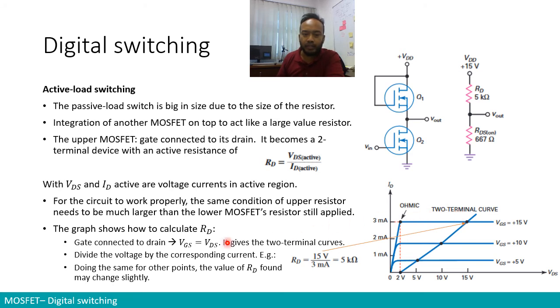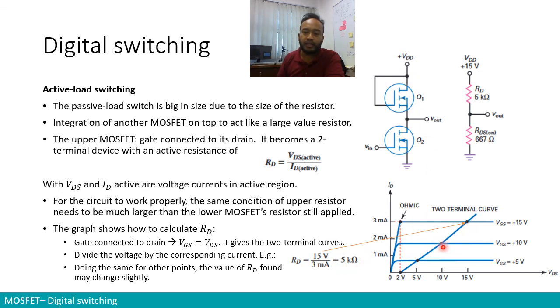And then what we do is divide the voltage by the current that we find in the graph. For example, take this point. We have VGS equal to VDS equal to 15 volts. We divide by the current at that VGS. The current over here is 3 milliamps. So if we divide 15 volts by 3 milliamps, we get 5 kilo ohm. So the equivalent resistance of this MOSFET functioning as a two-terminal device is equal to 5 kilo ohm.